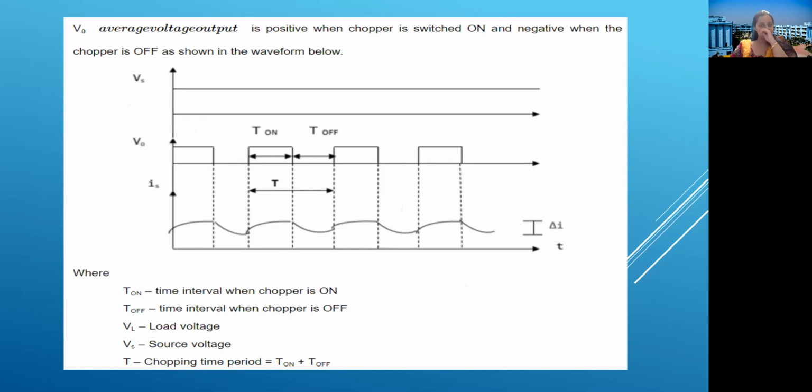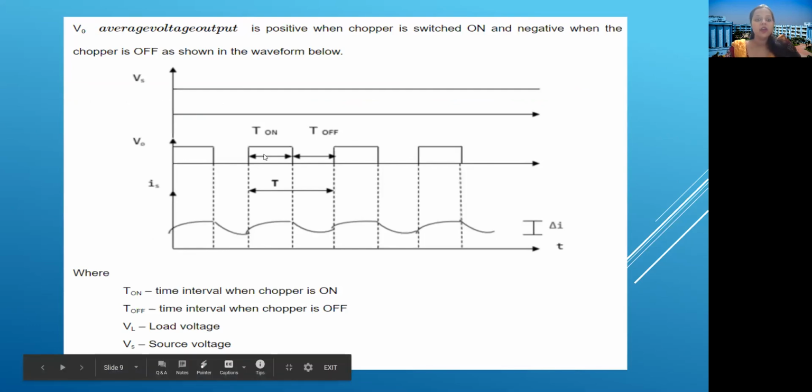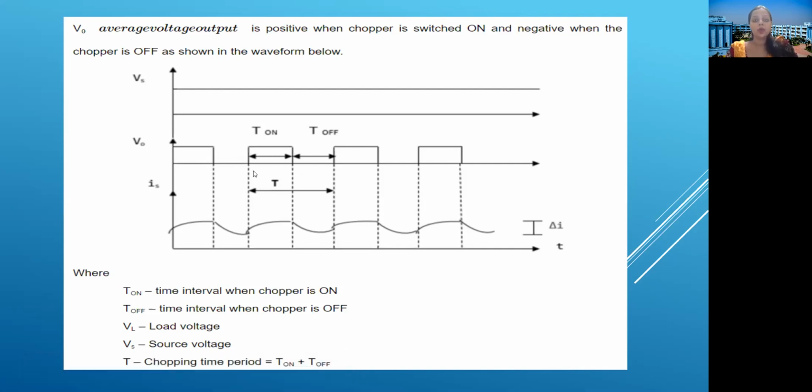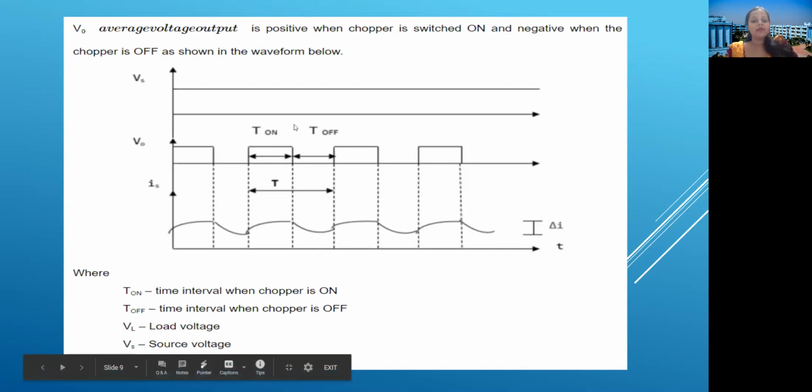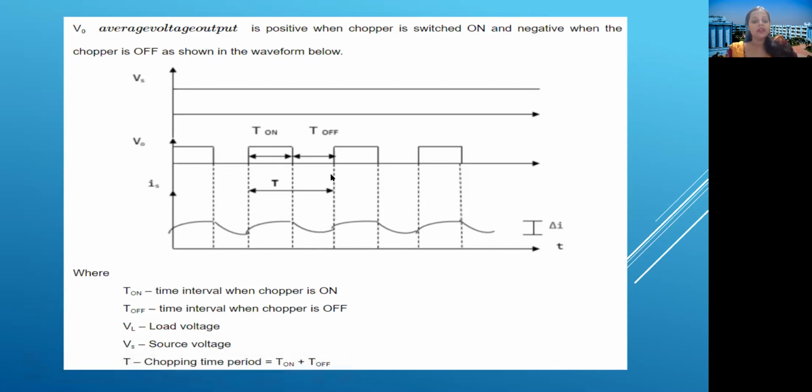Now, as I was telling about duty cycle, let me explain here. This is the on time when we are getting the load voltage, and this is the off time when we are not obtaining any output voltage. So this is the on time, and this total is the total time period, on plus off time. So duty cycle is defined as this on time divided by this total time period.